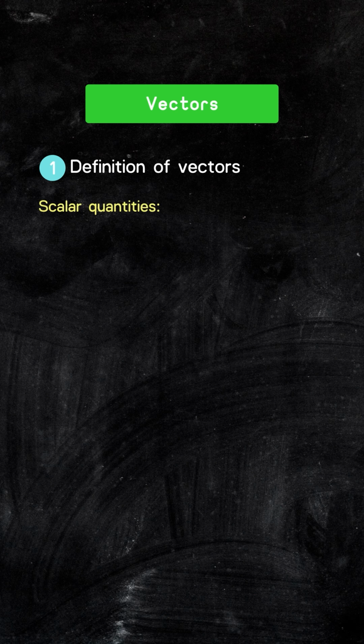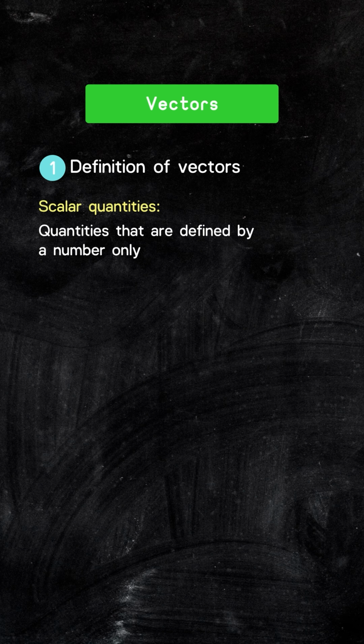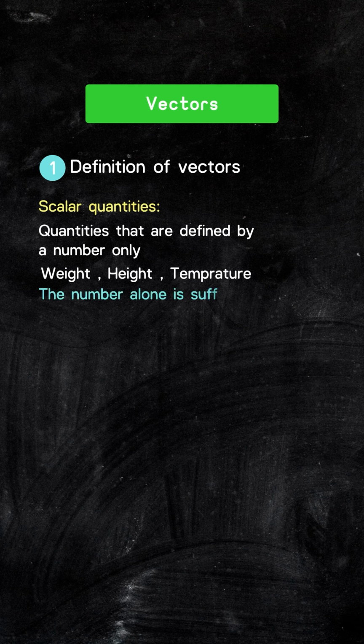Regarding quantities, we have some quantities that we can define with just a number, such as a person's weight, a person's height, or temperature. In these cases, the number alone is sufficient. On the other hand, we have quantities where the number alone is not sufficient. We must provide a direction in order to identify the quantity.